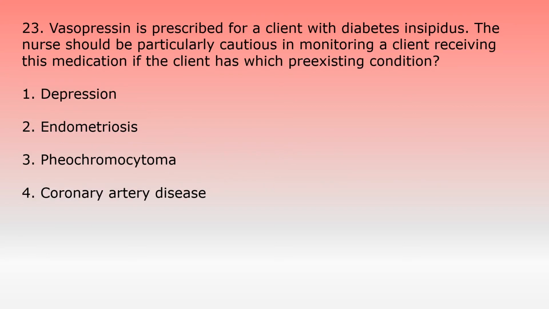23. Vasopressin is prescribed for a client with diabetes insipidus. The nurse should be particularly cautious in monitoring a client receiving this medication if the client has which pre-existing condition? 1. Depression. 2. Endometriosis. 3. Pheochromocytoma. 4. Coronary artery disease.